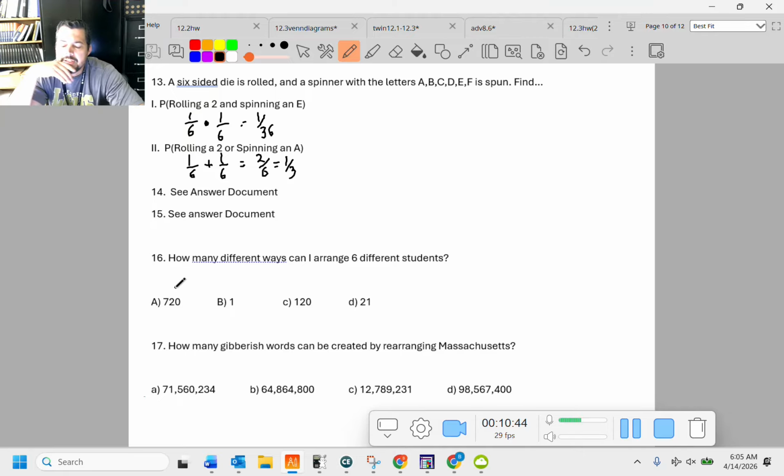16, how many different ways can I arrange 6 different students? Well, if I have 6 kids in front of me, I can pick one of 6. I've picked him, now I can pick 5. I've picked him or her, now I can pick 4. I've picked them, now I can pick 3.